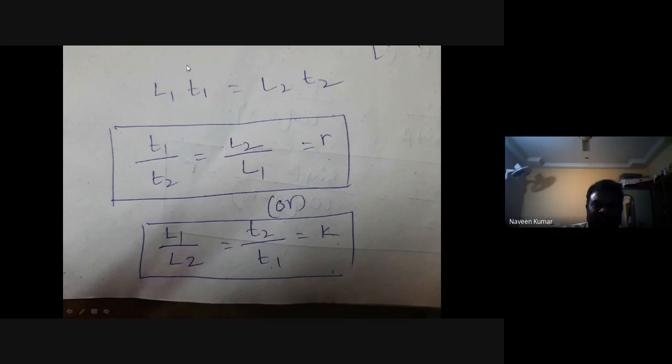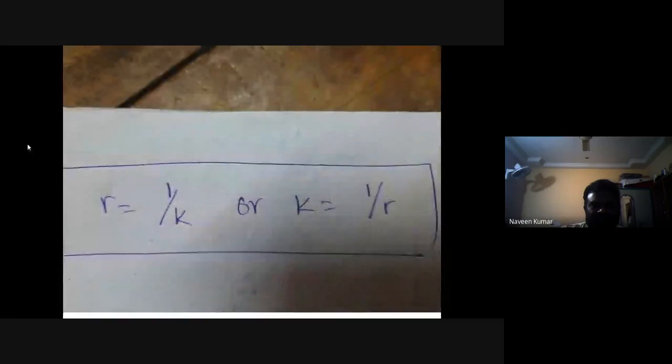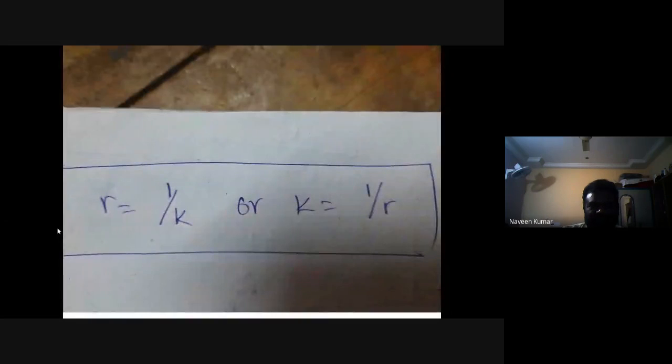Can we also write L1 by L2 is equal to T2 by T1? Yes. We can also write this equation as L1 by L2, sending L2 to this side and T1 to this side, so L1 by L2 is equal to T2 by T1. So L1 by L2 is equal to K. Now from these two expressions, we can write the relationship between chip thickness ratio and chip reduction coefficient: R is equal to 1 by K, or K is equal to 1 by R.